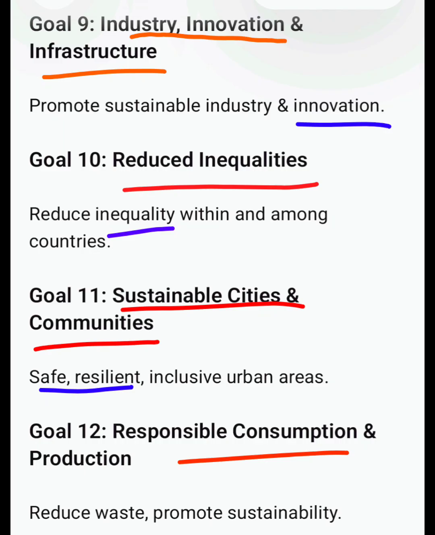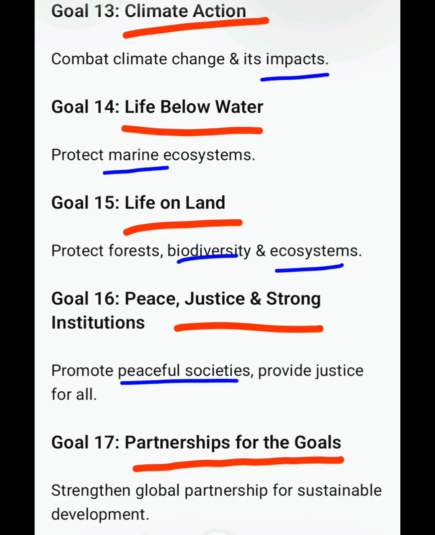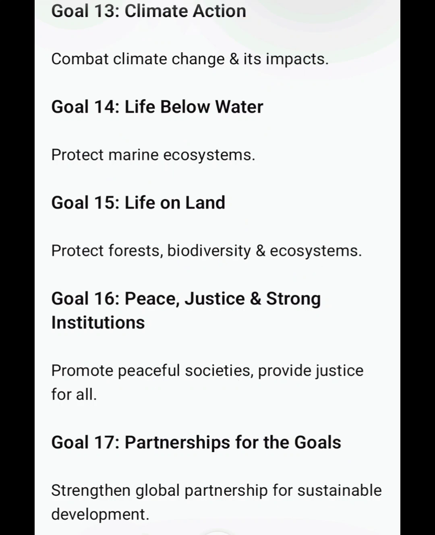Goal 12, responsible consumption and production: reduce waste and promote sustainability. Goal 13, climate action: combat climate change and its impact. Goal 14, life below water: protect the marine ecosystem. Goal 15, life on land: protect forests, biodiversity and ecosystems. Goal 16, peace, justice and strong institutions: promote peaceful societies and provide justice for all. And goal 17, partnerships for the goals: strengthen global partnership for sustainable development.